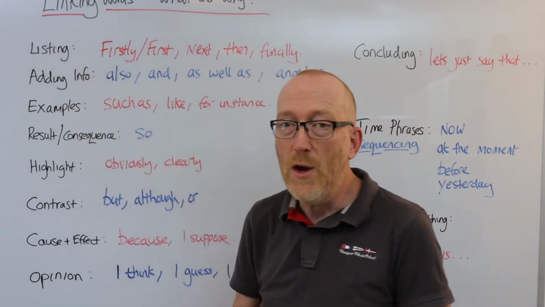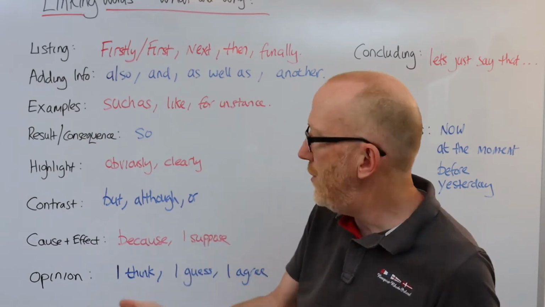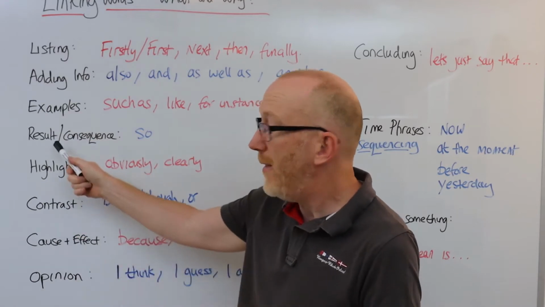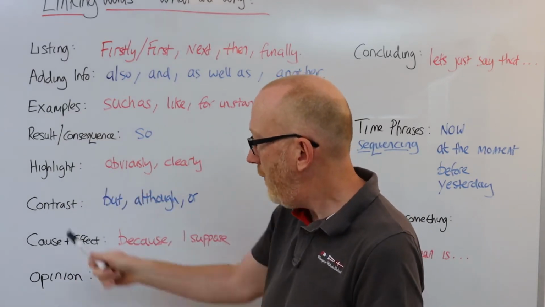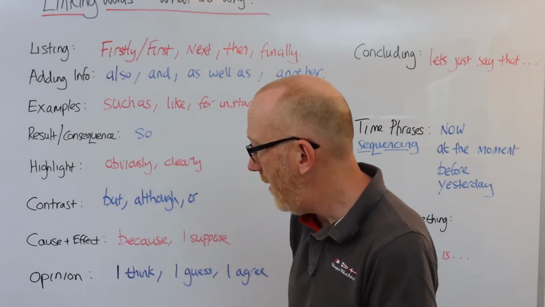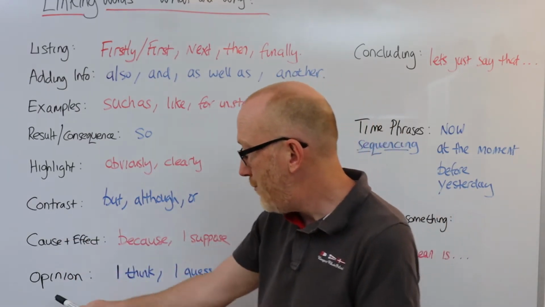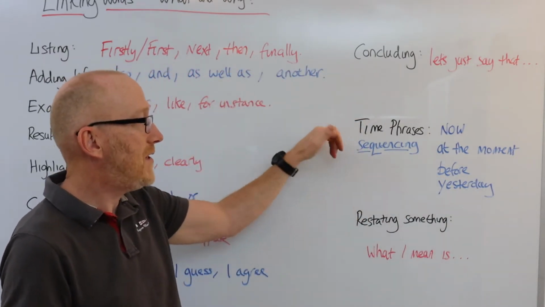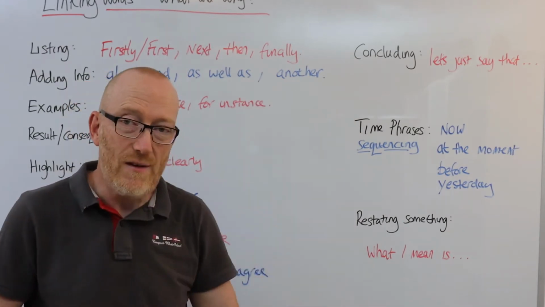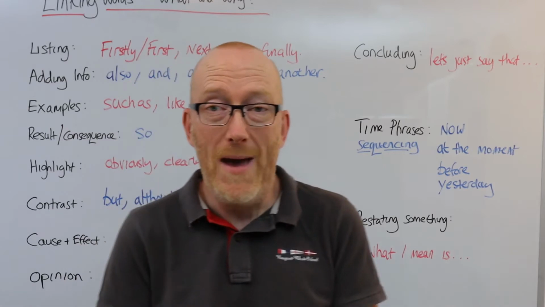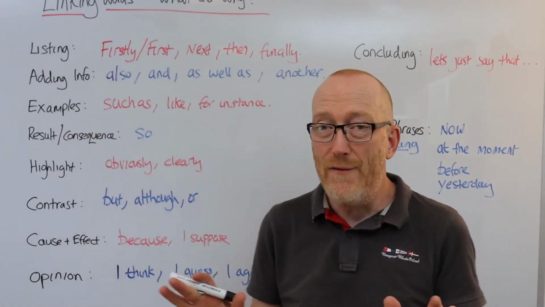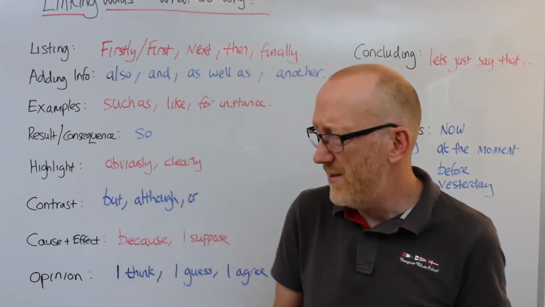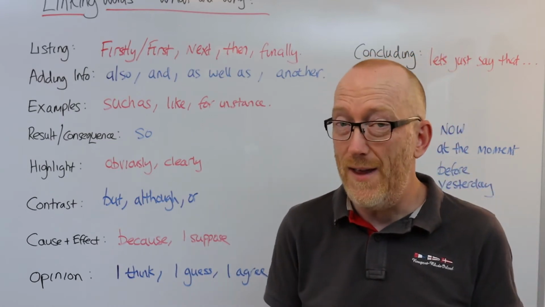So listing, when you are listing things that you like or have done, when you want to add extra information to something, to give an example, to talk about the result or consequence of an action, to highlight something, to contrast it, talk about cause and effect, to express your opinion, to conclude, to sequence with time phrases, and to restate something. Like I said, I may have missed one or two of the other reasons why we may use linking words, but as far as your IELTS speaking exam is concerned, this more or less covers everything that you need to know.